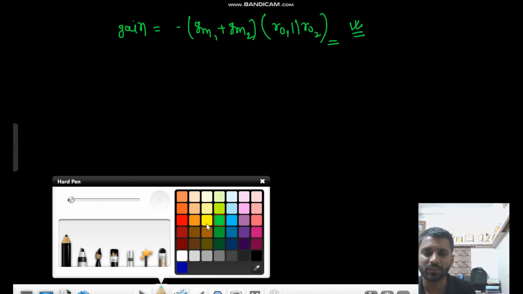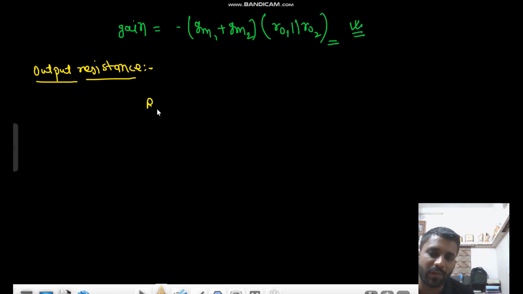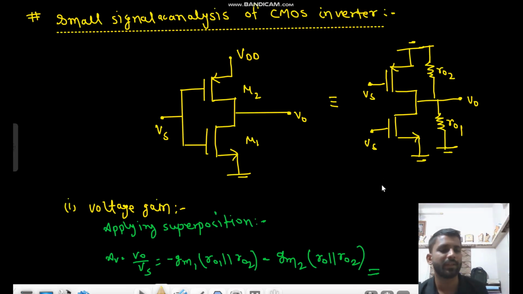Finding the output resistance. Now you should write it on your own. What is the output resistance? And don't do it wrong this time. You should be able to write it down correctly. So what will be the output impedance? This VS, everything will be shorted because these are the input source. So this will be shorted, so this will be gone.